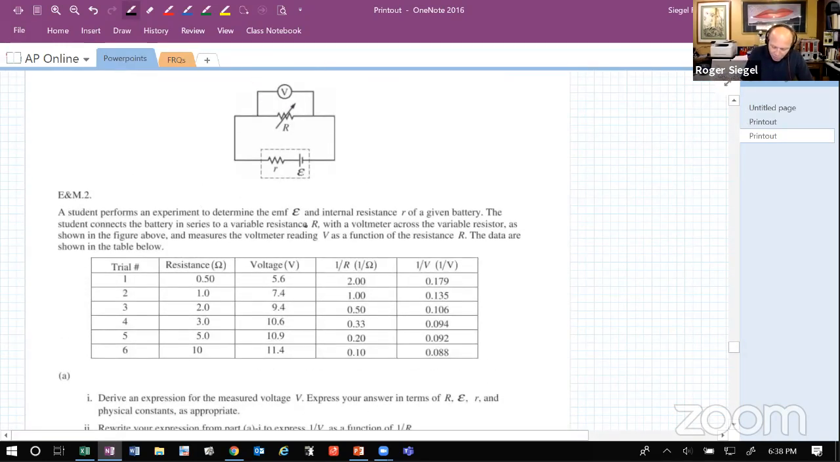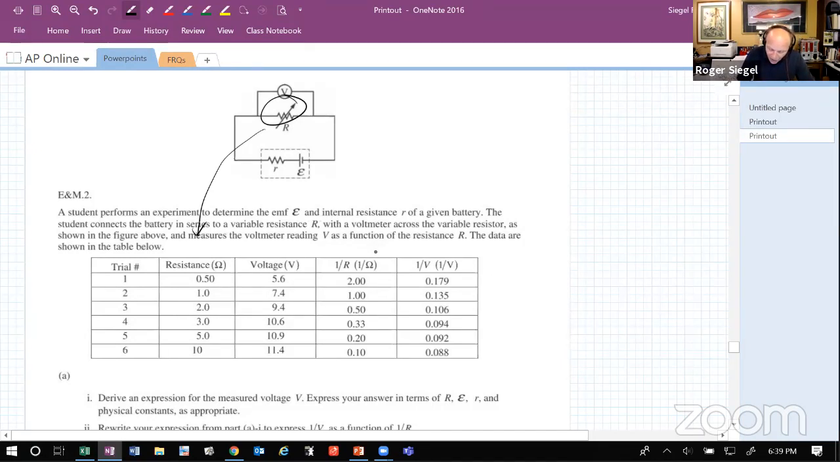A student performs an experiment to determine the EMF and the internal resistance r of a given battery. The student connects the battery in series to a variable resistance R with a voltmeter across the variable resistor as shown in the figure above, and measures the voltmeter reading V as a function of the resistance R. The data are shown in the table below. Here are our trials, resistance, and voltage. What we're doing is varying the resistance. That is our independent variable.